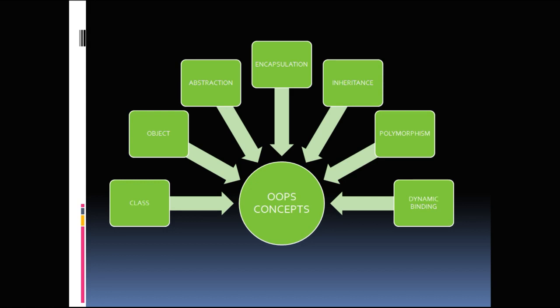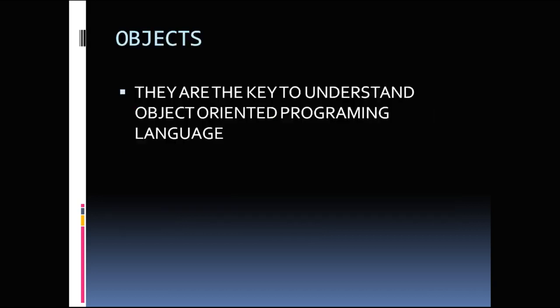Okay, so let us start. So there are basically 6 types of object-oriented concepts. The ones are class, object, abstraction, encapsulation, inheritance, polymorphism, and dynamic binding. So what are objects? They are the key to understanding the object-oriented programming language. Let me explain you with an example.